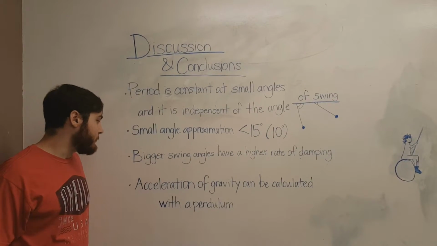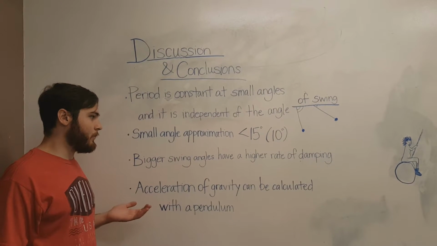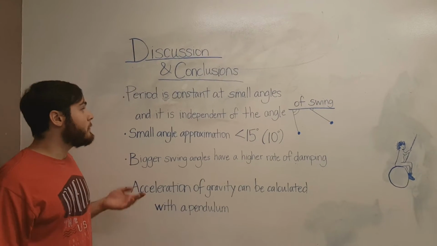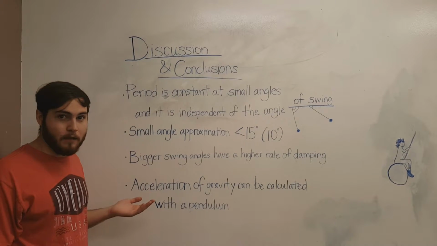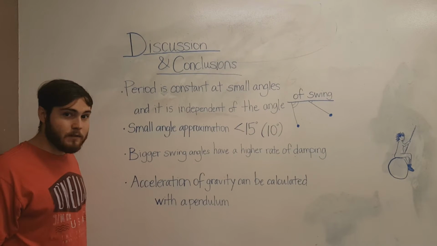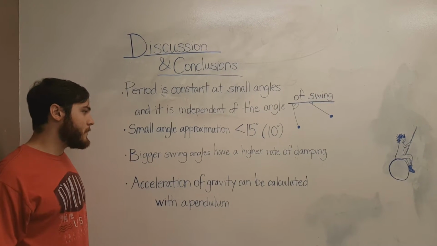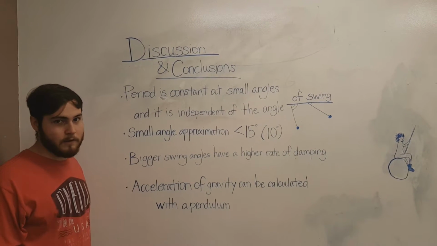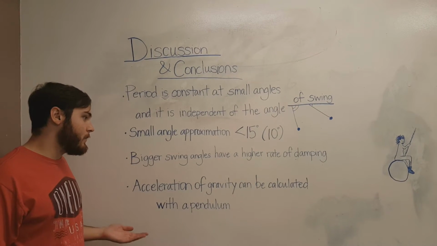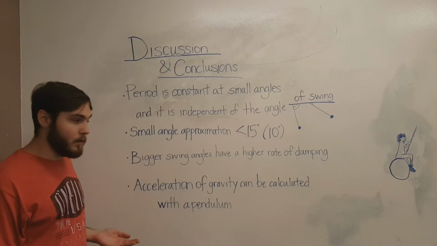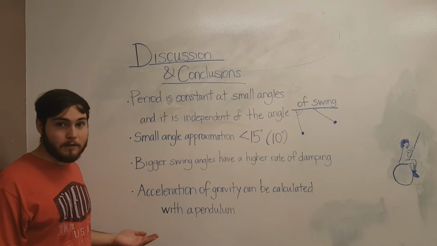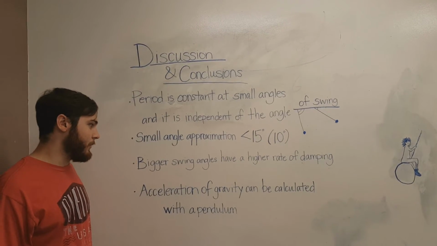Through our data, we were able to determine that the bigger the angle, the higher the rate of damping the pendulum will experience. So with small angles, when the period is remaining constant, you're not really experiencing a whole lot of damping, but based off the graph that we had, you can see that the period sort of falls off. Also, we can calculate the acceleration of gravity by using the pendulum and how long it is and the time that it takes to complete an oscillation and compare those graphically.